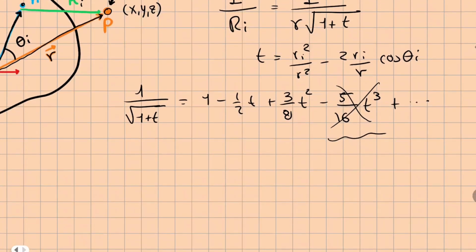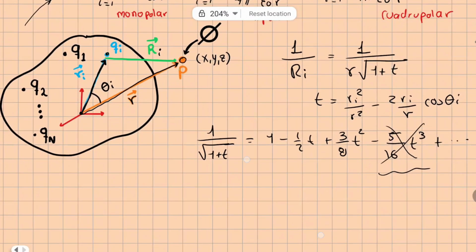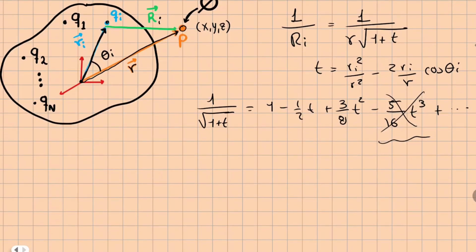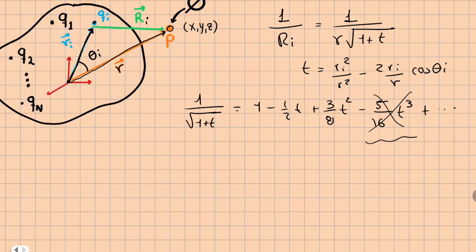Also recall that the reason why we took t to the third power equal to 0 is that we took a point P that was very far away from the charge distribution. That makes the quotient Ri over R approximately 0, so we can cancel those terms. For example, for t to the third power, t to the fourth power, and if the power is greater, then that term will be more and more equal to 0, or close to 0.